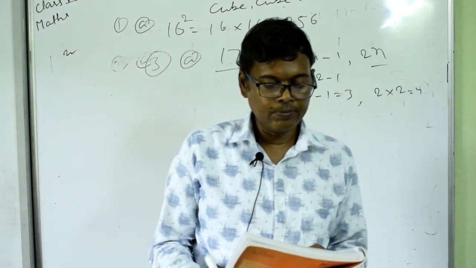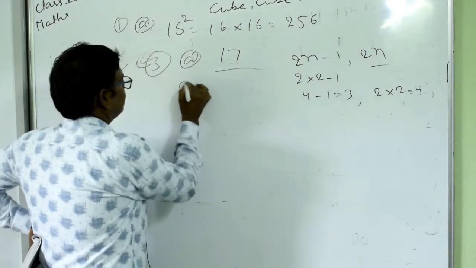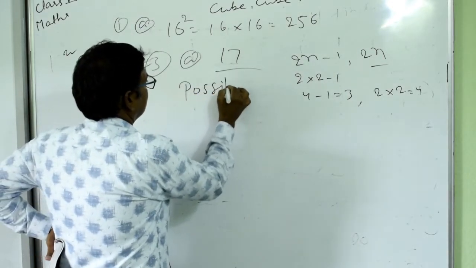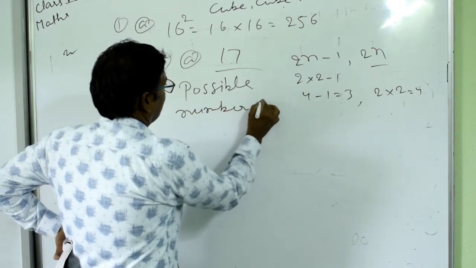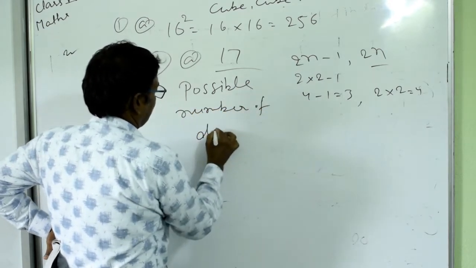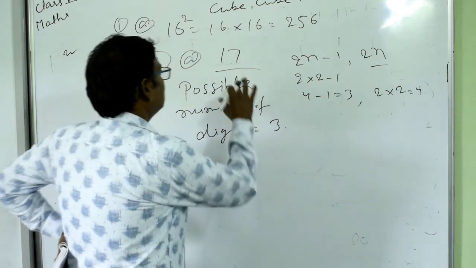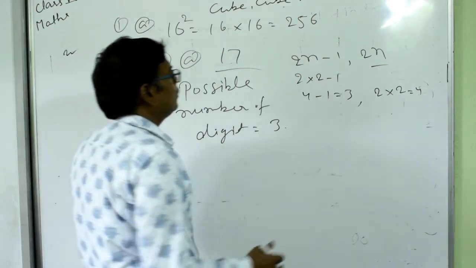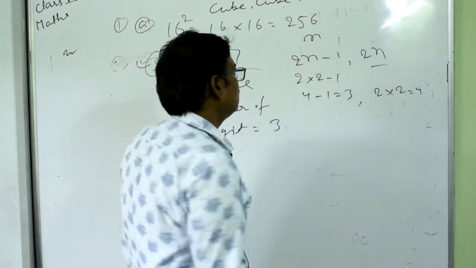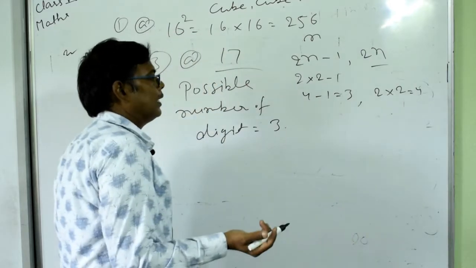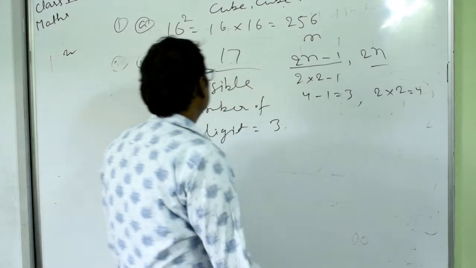So what is the possible number of digits? Here the possible number of digits is 3. Remember the formula: if a number has n digits, then the square of that number will have 2n minus 1 or 2n digits.